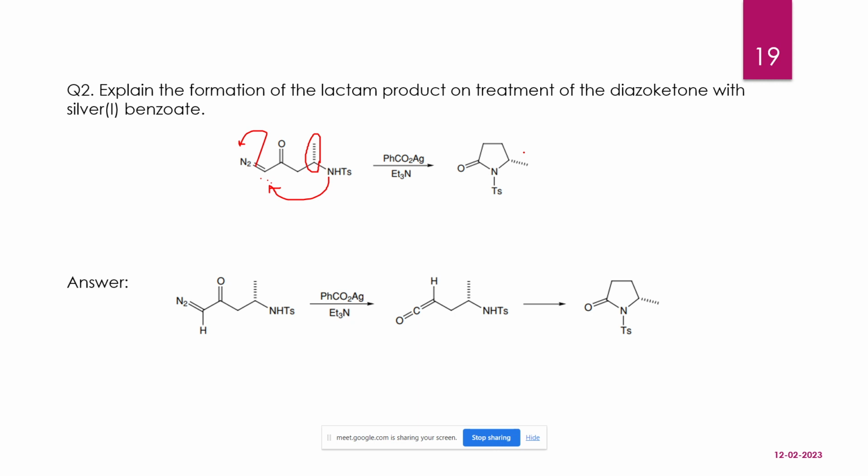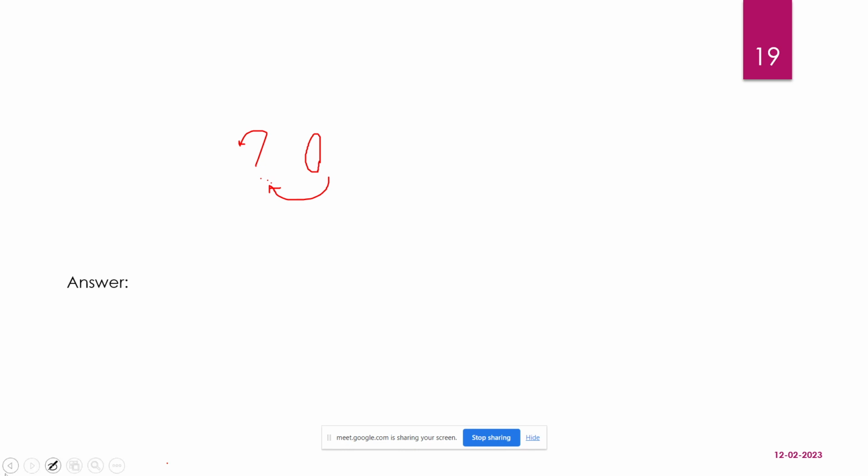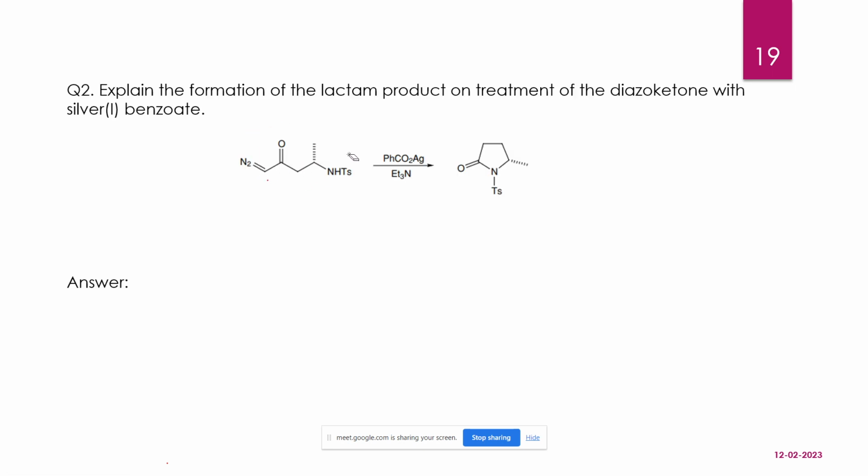So here you can see what is happening. First the normal Wolff rearrangement reaction will happen, then, as there is no alcohol or water, the NH will attack. So, this is the mechanism.